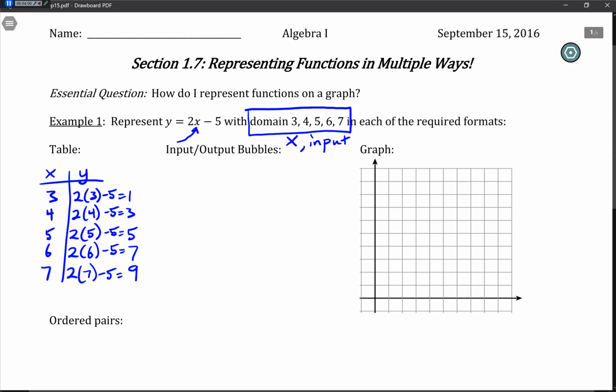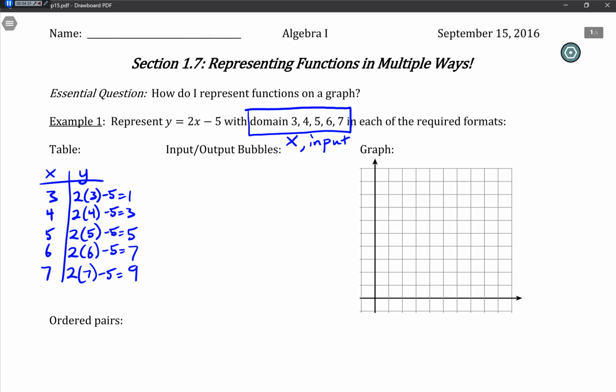Magic. Whoa, did you figure out the pattern? Basically, it just so happens that the y's are adding 2 each time, and that just so happens to be because there's a 2 up here in my equation multiplying the x, but we'll talk about that in due time. That's a couple chapters down the road. For now, just know how to make a table by plugging in the domain.